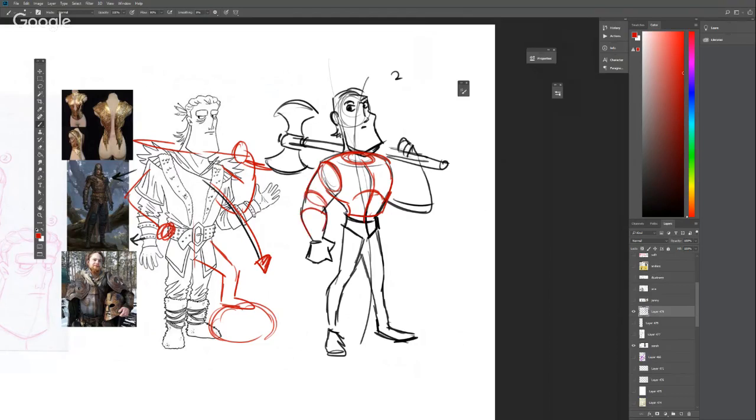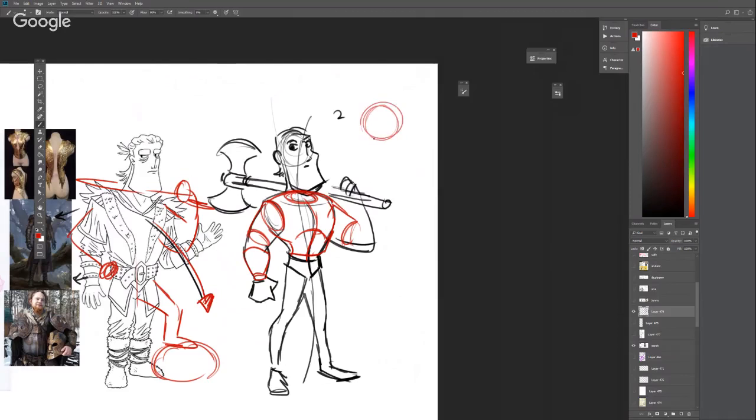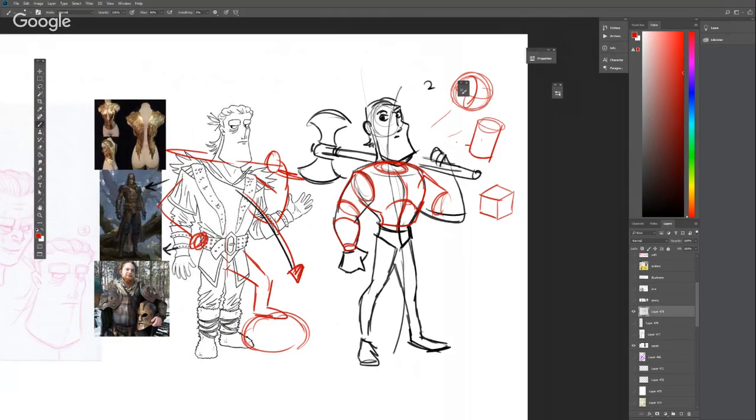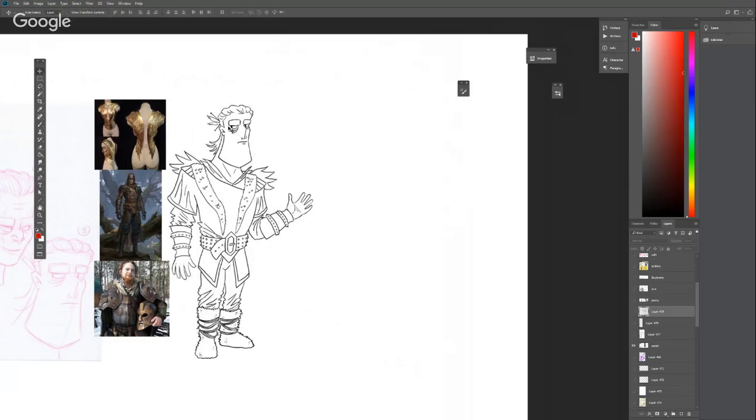Try to think in those. In a later lesson, I will talk a bit more about anatomy. But draw in these shapes: a sphere, a cylinder, and a cube. Try to use these three shapes to build your character, and don't focus too much on the details. Save the details for last.